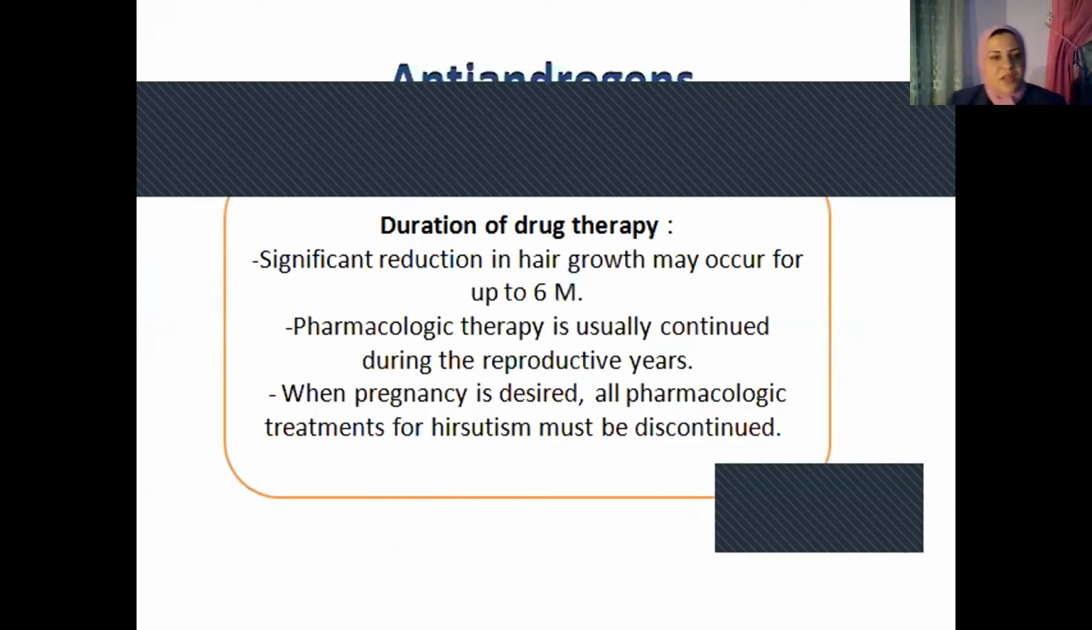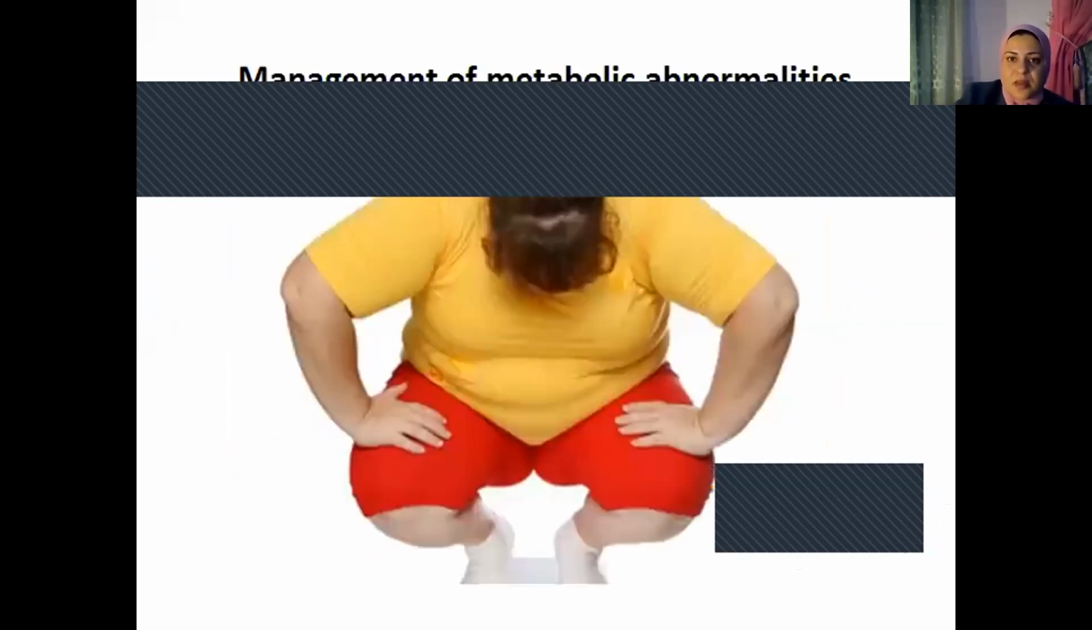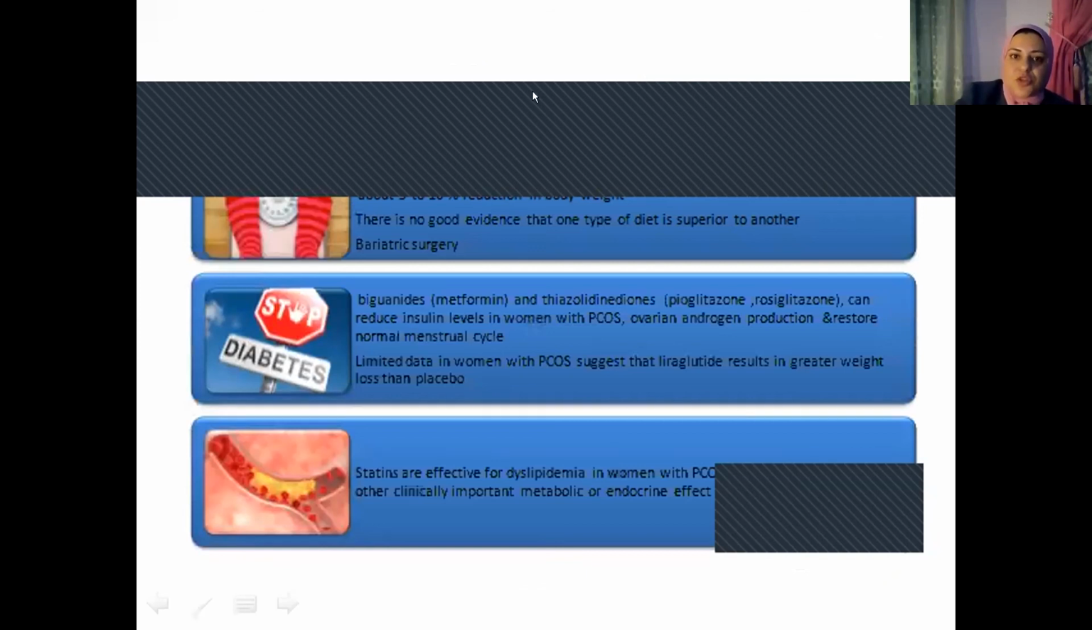Regarding duration of drug therapy, a significant reduction in hair growth may occur for up to 6 months. The drug is usually continued during the reproductive years, but when pregnancy is desired, all pharmacological treatment for hirsutism should be discontinued. Metabolic disorders should be addressed.